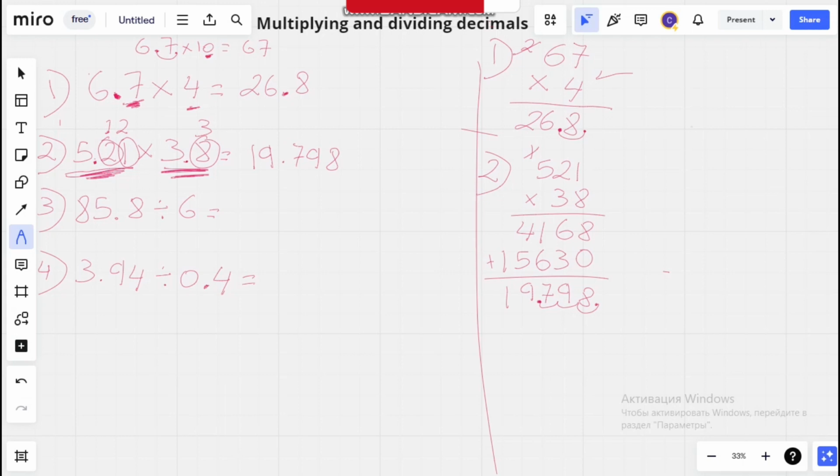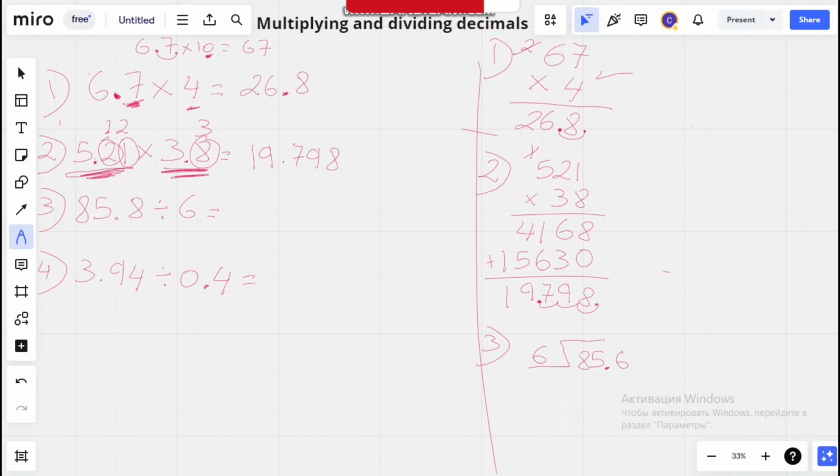Okay? Moving on to number 3. You have division. How do you divide a decimal by a whole number? So the first thing you do is put it in place. You have 85.6 divided by 6. Now in division, you don't remove the decimal. So the decimal stays in place. All you gotta do is just do your division as usual, just normally.